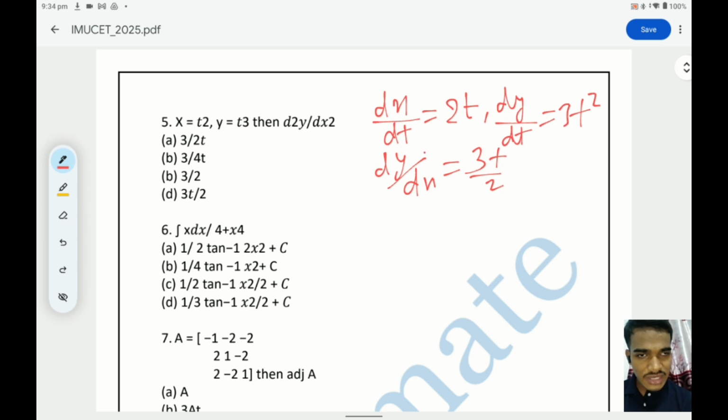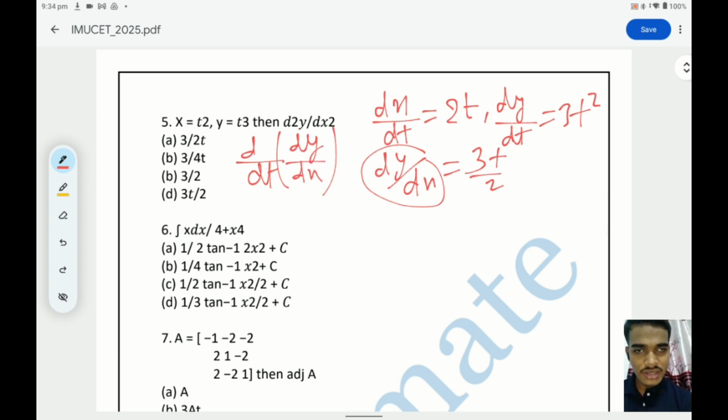This is dy by dx, but we want d2y by dx squared. So we differentiate it with respect to t, and divide by dx by dt. Its value will be 3 upon 2 upon 2t. So finally 3 upon 4t, option B.